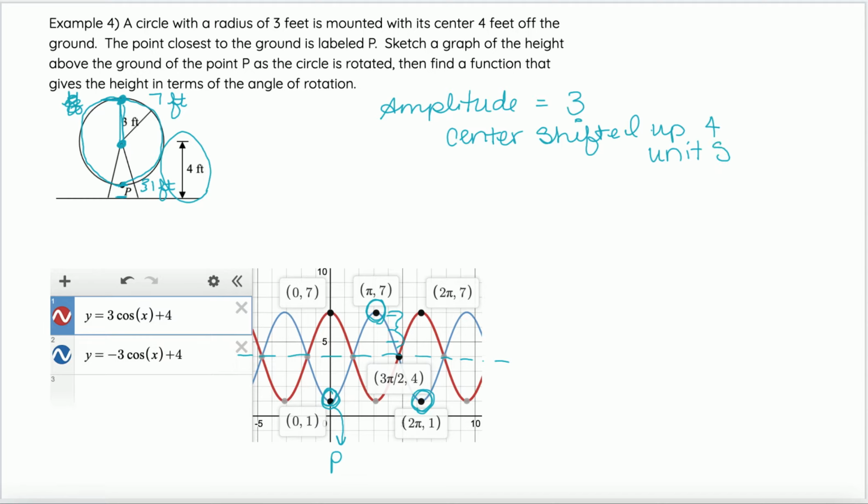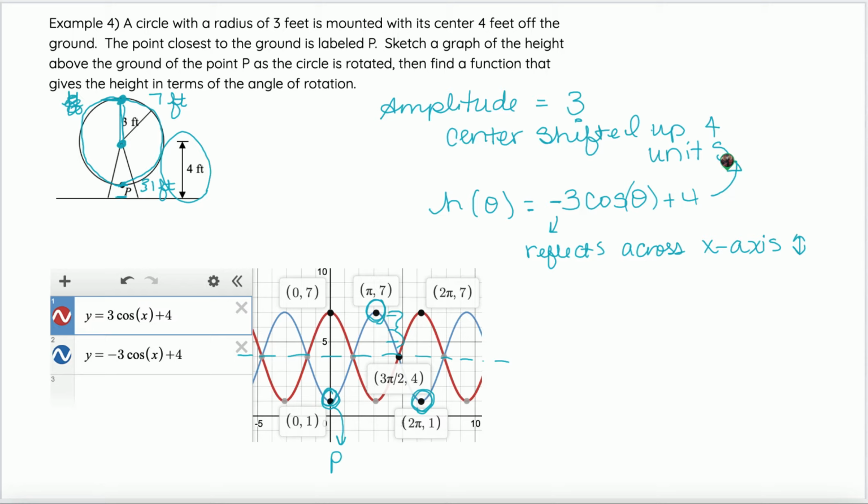Cosine would be the best to describe this, where my cosine graph is flipped over. Instead of the normal cosine graph being my red one, what makes the most sense is if I reflect it. So my graph for this equation, we'll call it h of theta, is going to be the amplitude that is reflected, negative 3 cosine of theta plus 4. So this negative reflects across the x-axis. So it's reflecting up and down. The plus 4 is the part that is shifting my graph up 4 units.